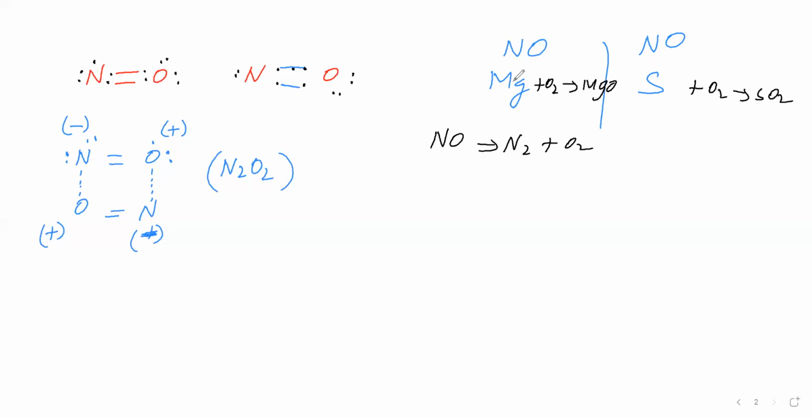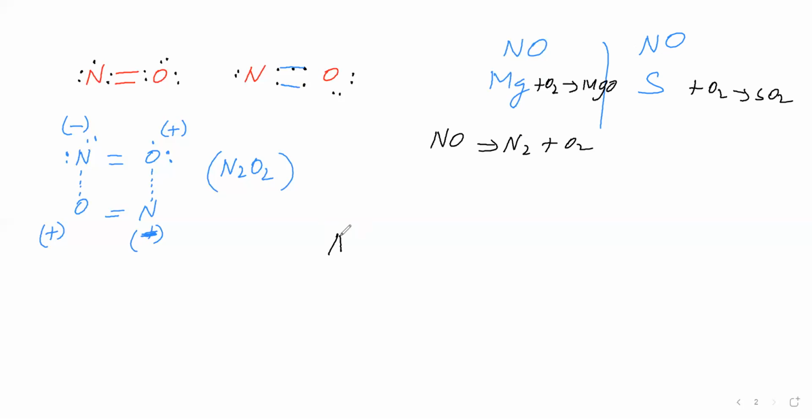So magnesium continuously burns in nitric oxide, but sulfur does not, because magnesium burning with oxygen to give magnesium oxide liberates energy. The liberated energy is enough for decomposing nitric oxide. Therefore, oxygen is produced, and this oxygen is consumed by magnesium. But in this case, the energy liberated by sulfur burning is insufficient for decomposing nitric oxide. Therefore, nitric oxide is not decomposing here.